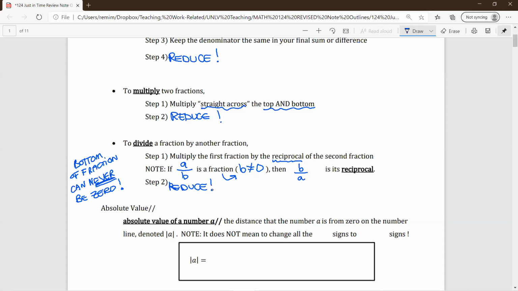Anytime you're answering any math question, once you get to your final answer, whether it's a fraction or some other expression, you always need to reduce it. Always put it in its simplest form that you can.